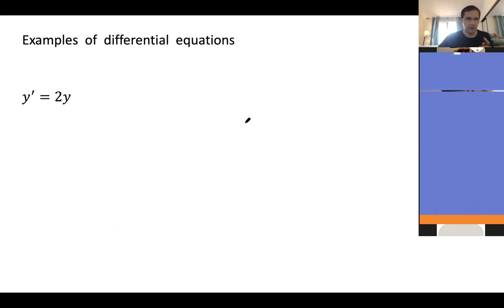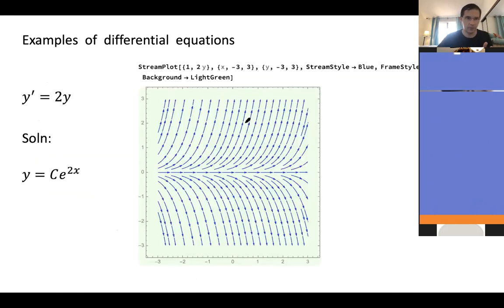Here is another differential equation, but we have no time today. We'll do this one on Friday.